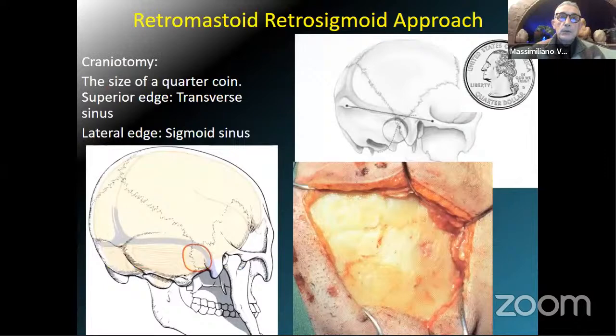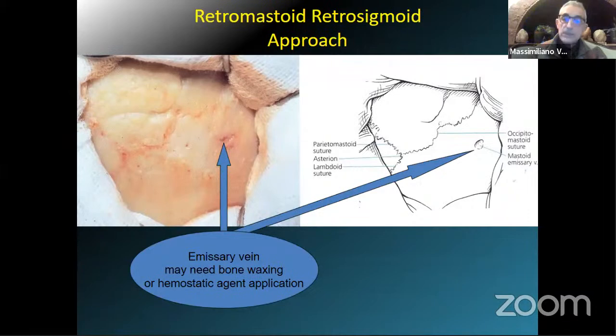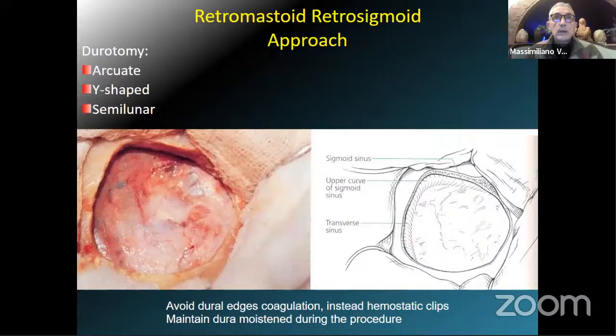As I was introducing a few seconds ago, we prefer to perform a craniotomy, a circular craniotomy, after plugging the emissary vein, which is an external reference point of the internal dural sinus. We perform a circular, quarter-of-a-dollar diameter craniotomy with our surgical trephine, close and facing the transverse and the sigmoid sinus.